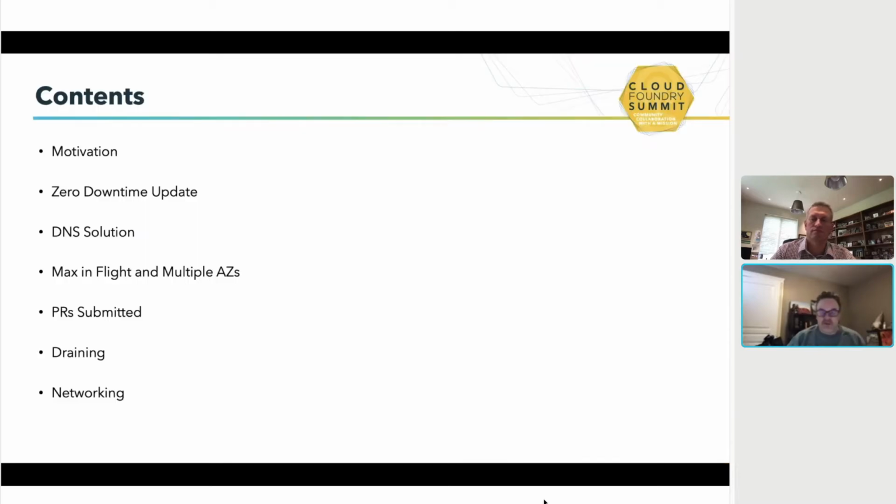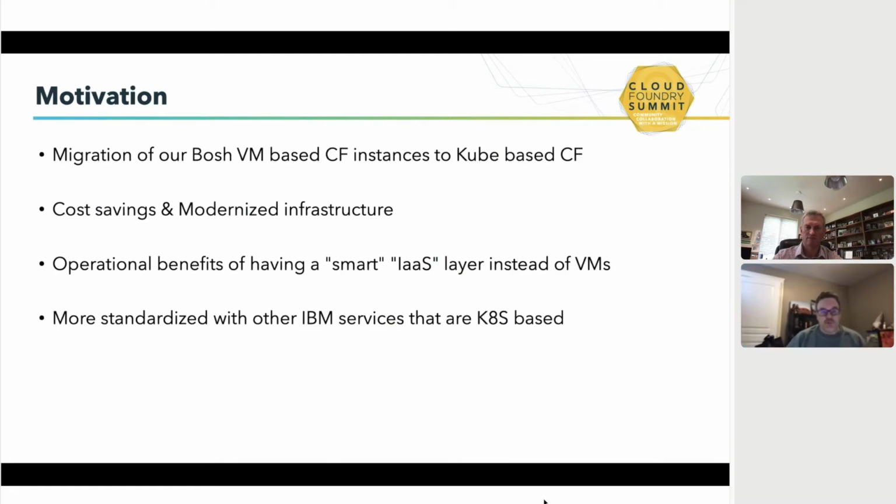So the contents of today's talk is we're going to talk a little bit about our motivation, moving from BOSH-based to Kube-based Cloud Foundry, and then a bunch about the specifics on how that was done, from zero downtime update through DNS changes to some of the PRs we submitted and talk about draining, etc. So first of all, talking about our migration and motivation.